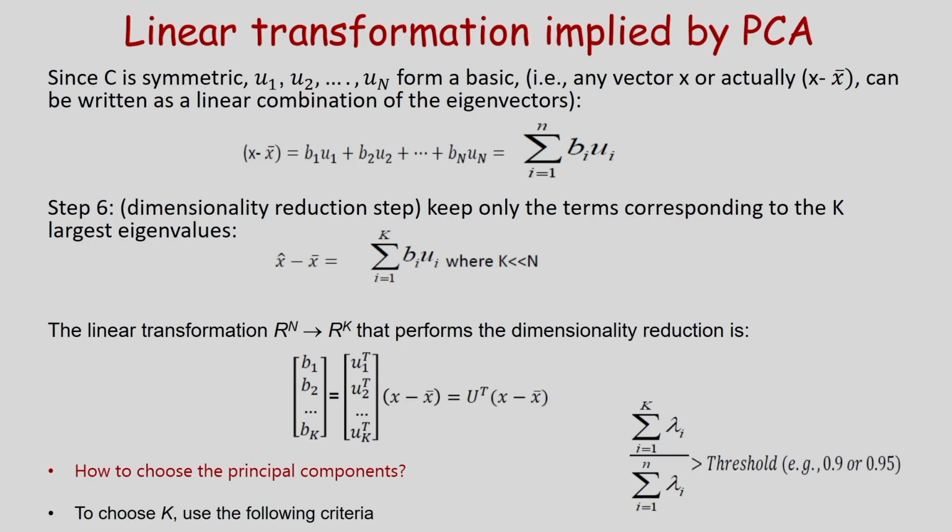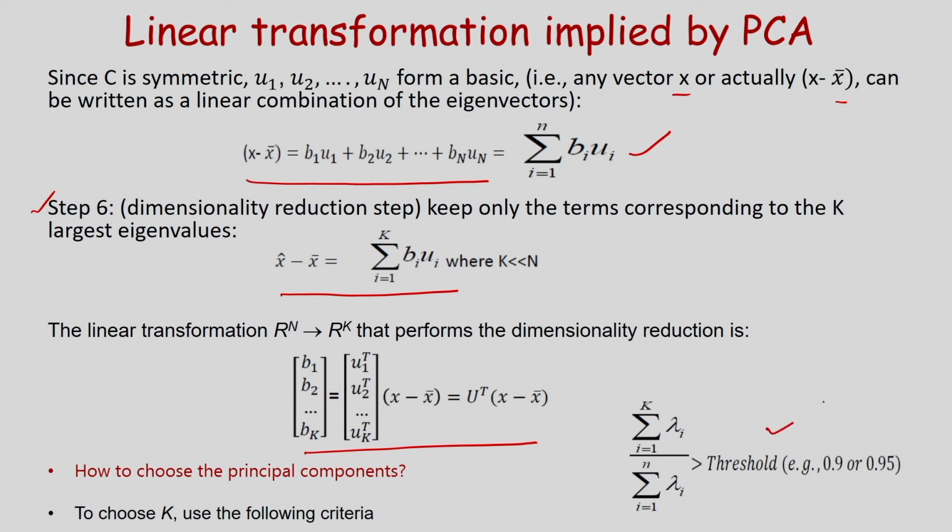After this you can see if C is symmetric, then these eigenvectors u1, u2, u3 form a basis, and in this case any vector x minus x bar, that is the mean, can be written as a linear combination of the eigenvectors, you can see here. And if I consider the truncated transformation matrix, then I can reduce the dimension in step 6. Here I am only considering k eigenvectors, whereas in the first case I considered n eigenvectors. So, in step 6 I am doing the dimension reduction step, and you can see the dimension is reduced by this expression. And how to choose the principal components? I have already explained: principal components are selected based on the eigenvalues, the magnitude of the eigenvalues.